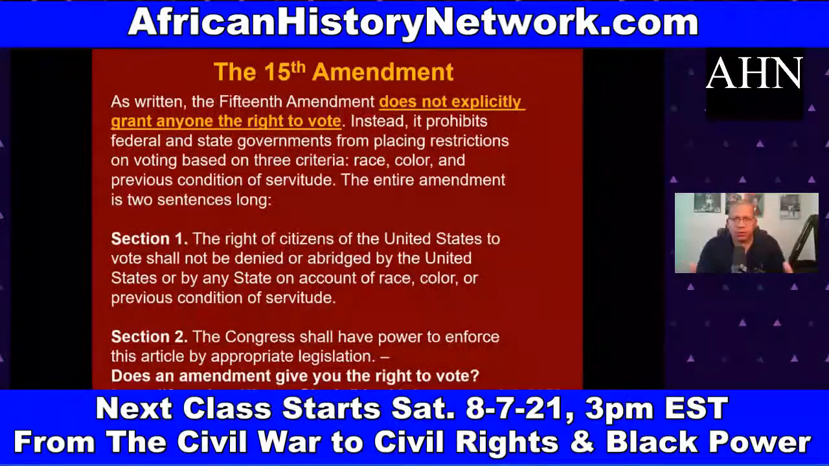Now, nowhere in the U.S. Constitution does it explicitly give the right to vote to anybody. But the 15th Amendment guaranteed the right to vote to African American men. It did not apply to African American women at this time.